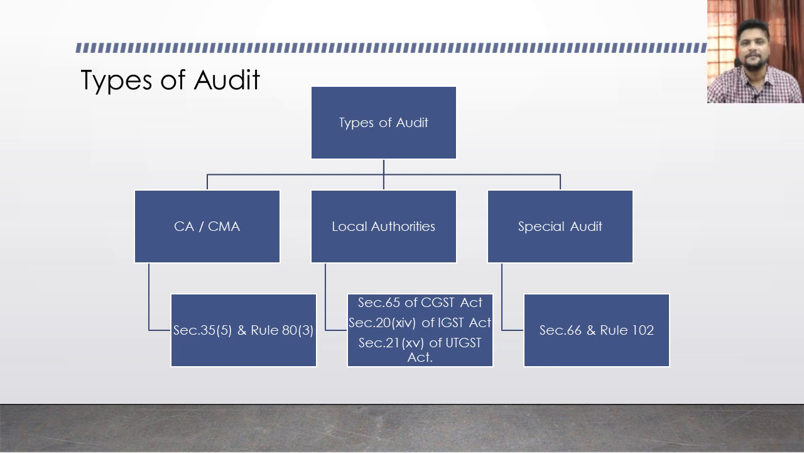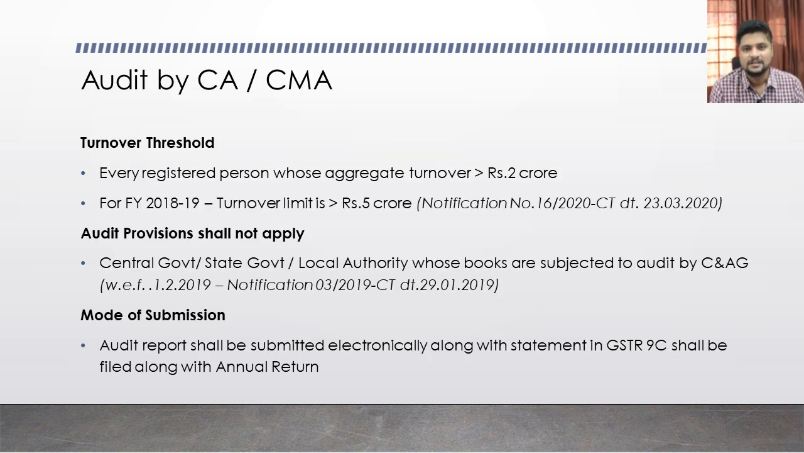Let us now discuss in brief the types under each type of audit as well as the provisions relating to that. The first type of audit we are going to discuss now is an audit that can be done by a CA or a CMA. In this audit, it applies to whom? First of all, any registered person whose turnover during the financial year crosses a threshold limit. If it crosses the threshold limit, then he has to mandatorily get his books of accounts audited by a CA or CMA. That is the requirement of the Act.